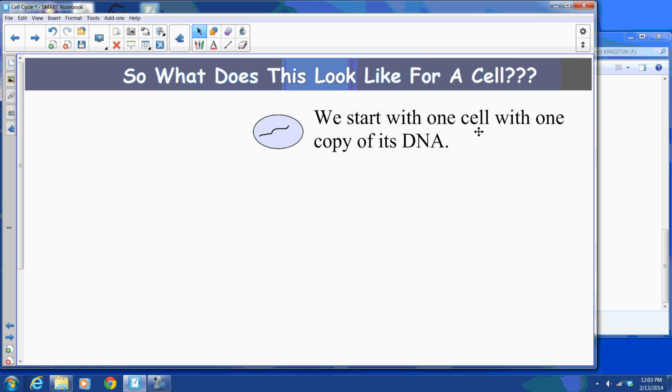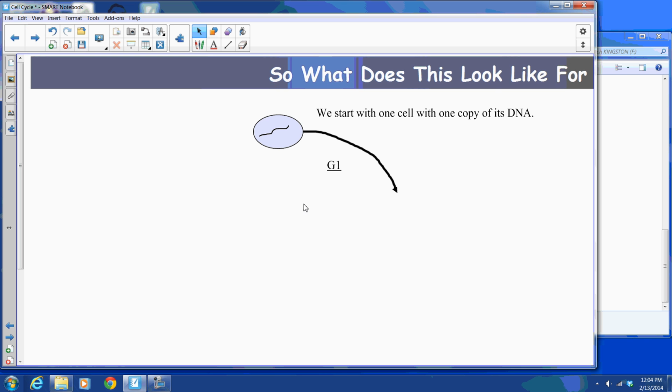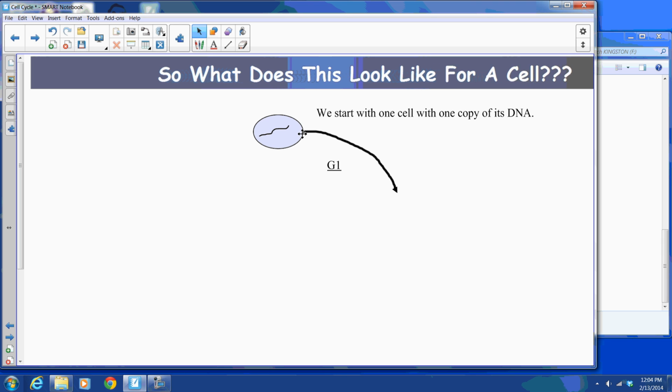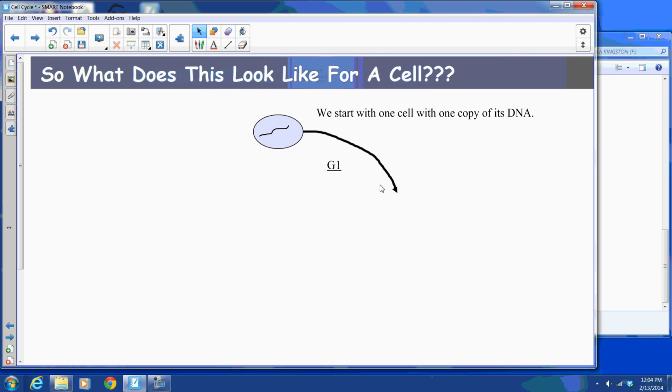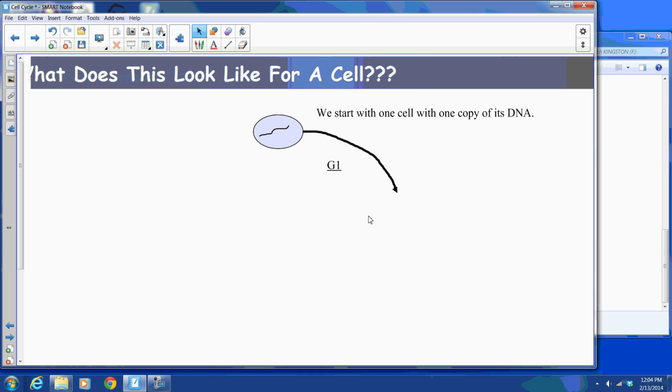So if we start with a brand new little baby cell that's just been formed, it's got one copy of its DNA. And again, this is a very simplified version of what the cell is going to actually look like, of course. But we'll be able to get the idea of what's going on with the cell cycle from this. So if we start with that one cell with one copy of its DNA, the first stage that it's going to go through is going to be the G1 phase. So from where you've drawn that first cell, draw a little arrow that goes about a quarter of a turn around. Again, we're drawing what's happening at each of these stages of the cell cycle.